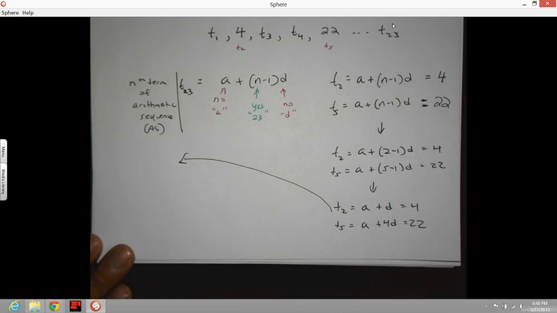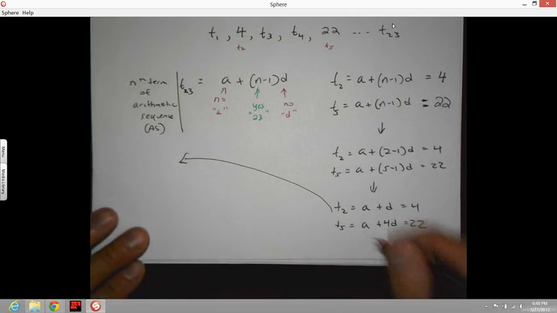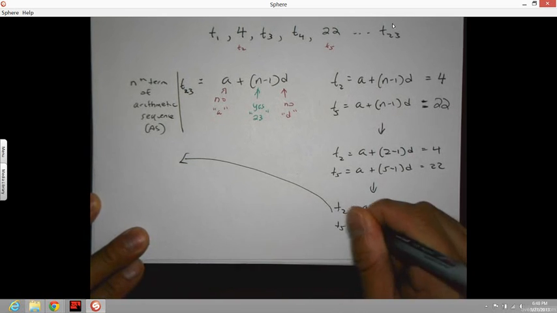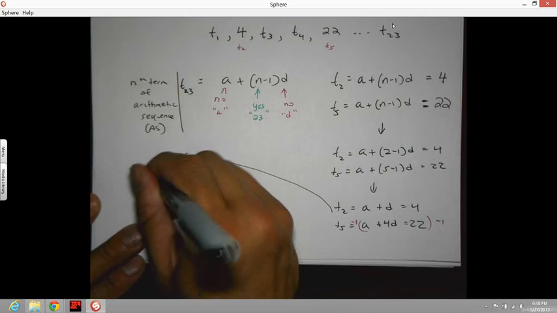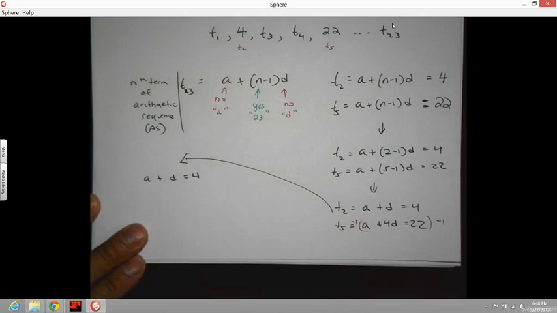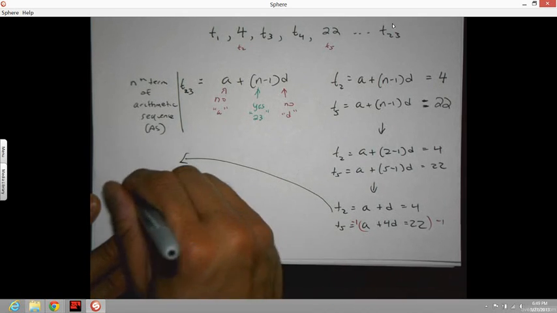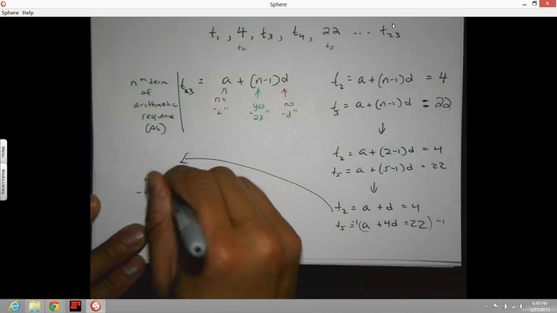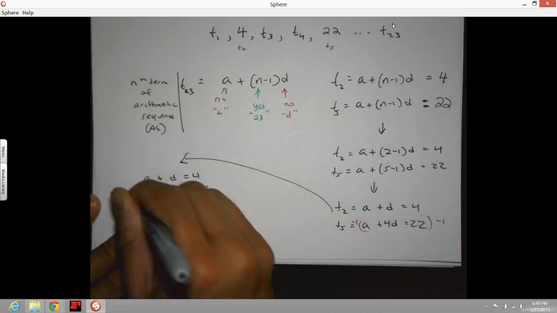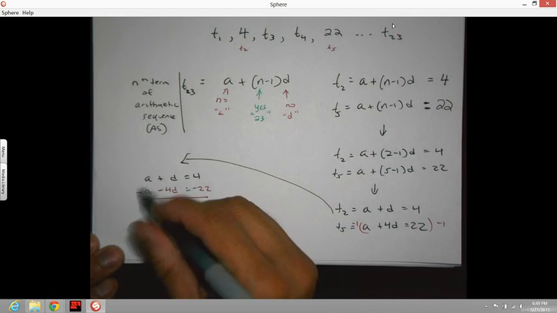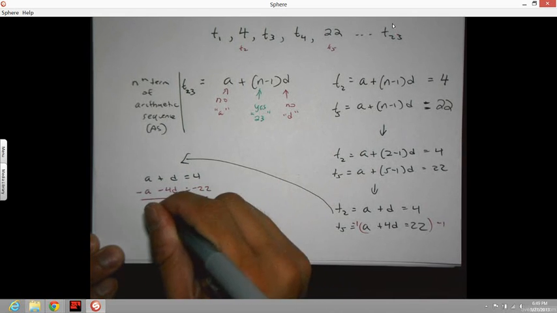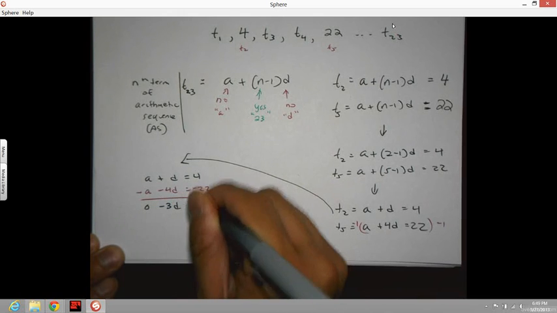But in order to eliminate the letter A, I probably have to multiply everything here by -1, don't I? And when I do, I'm going to get the following, okay? I'm going to get A plus D equals 4. But once I multiply everything by -1, I'll end up with a -a minus 4d equals -22. These guys can add up, can't they? And when they do, these guys sum to be nothing. These guys sum to be minus 3d. And these guys sum to be -18.